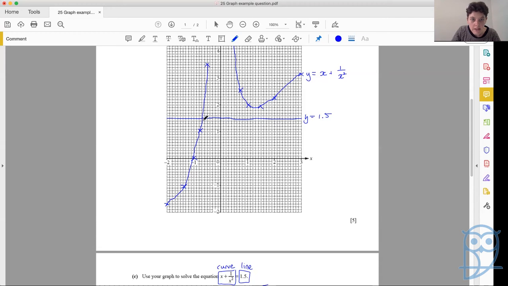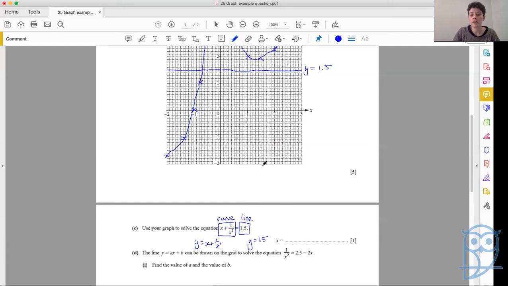Then we go on our graph and we look, so where do they intersect? There's our intersection. Then we read down, and our answer in this case is here. That's 1, 2, 3, 4, 5, 6, 7. So 0.7, and it's on the left, so it's minus 0.7. X equals minus 0.7.